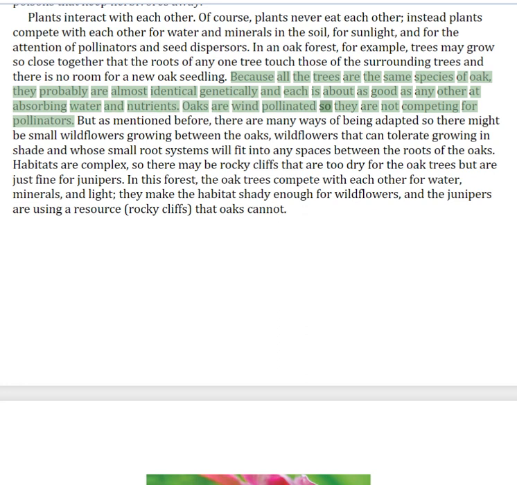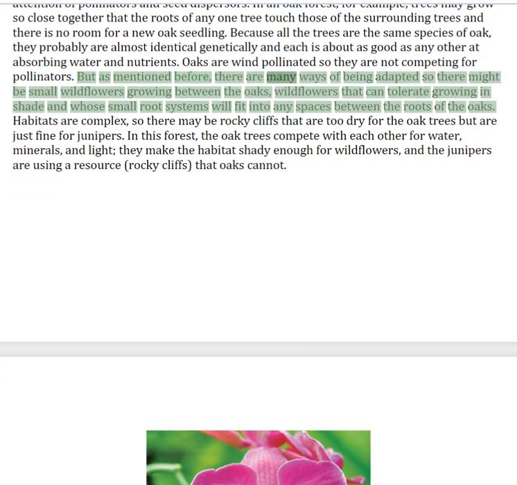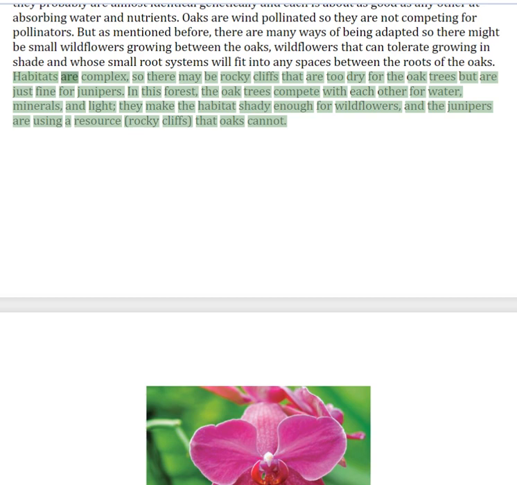Oaks are wind-pollinated, so they are not competing for pollinators. But as mentioned before, there are many ways of being adapted, so there might be small wildflowers growing between the oaks, wildflowers that can tolerate growing in shade and whose small root systems will fit into any spaces between the roots of the oaks. Habitats are complex, so there may be rocky cliffs that are too dry for the oak trees but are just fine for junipers. In this forest, the oak trees compete with each other for water, minerals, and light. They make the habitat shady enough for wildflowers, and the junipers are using a resource that oaks cannot.